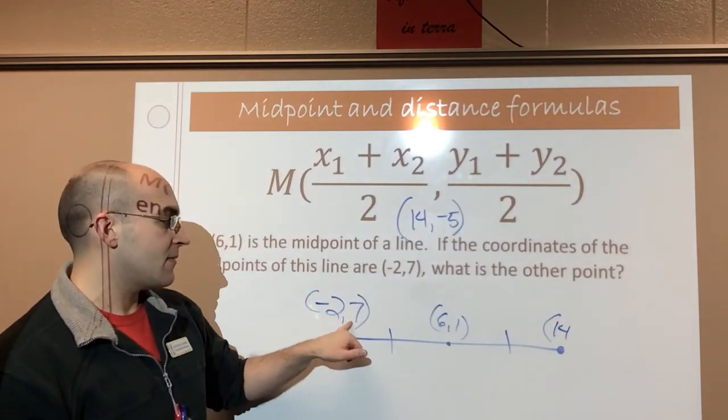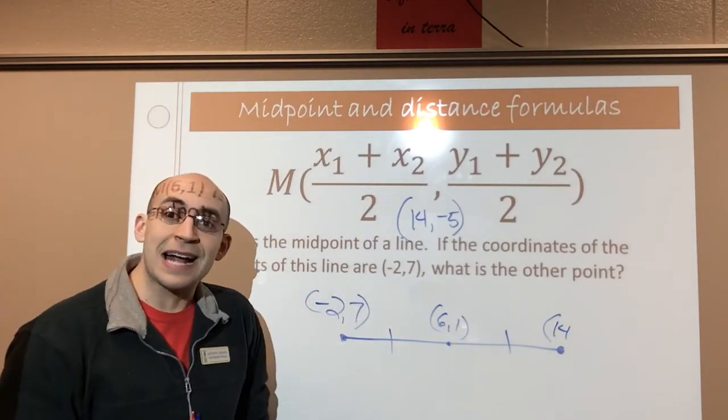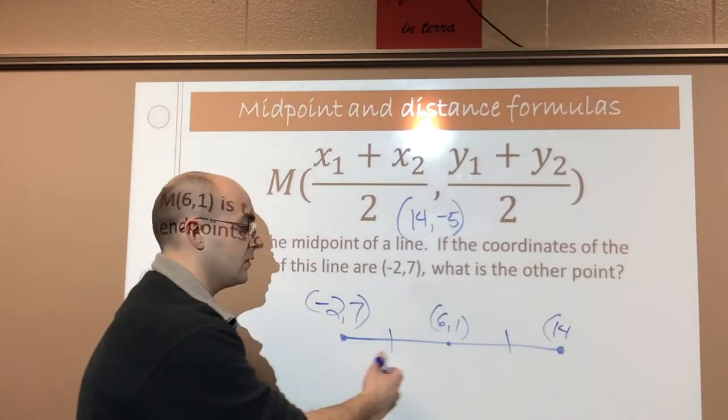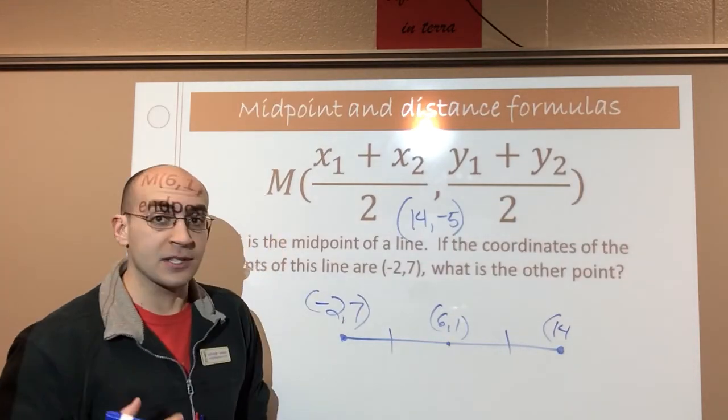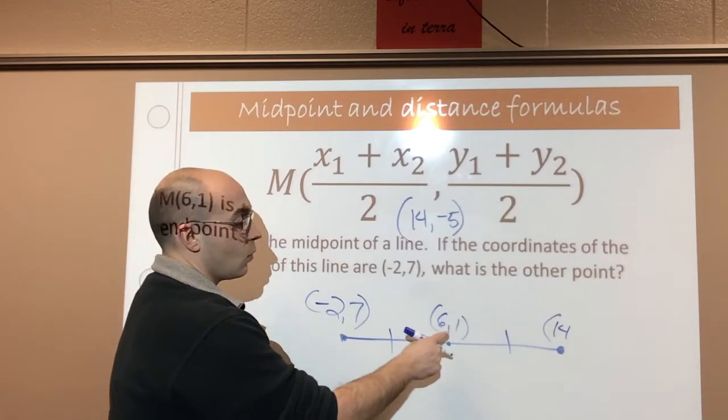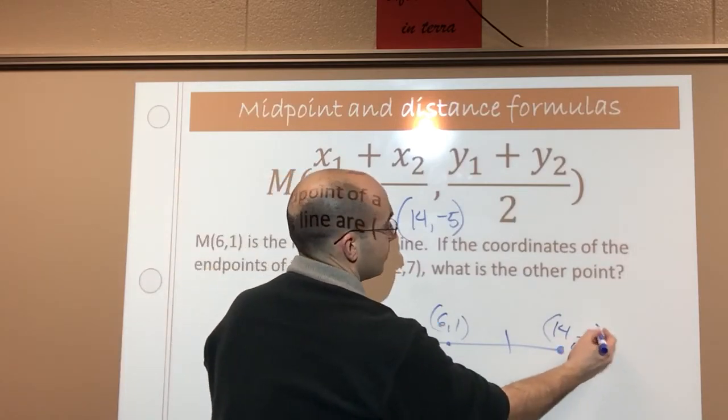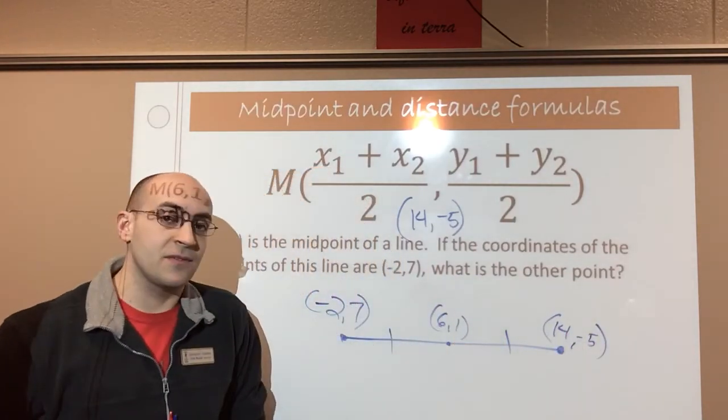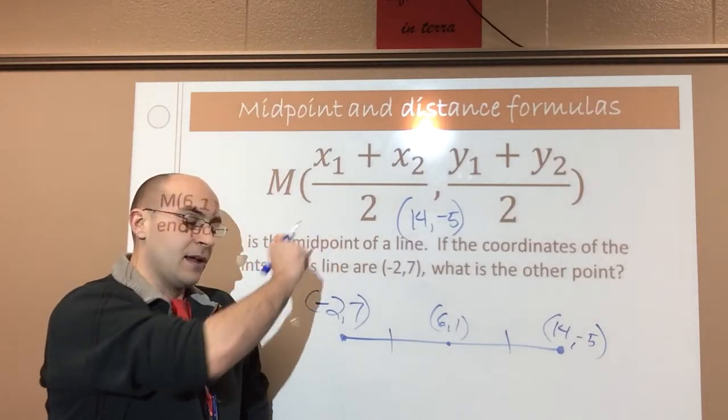Now, to get from 7 to 1, I had to subtract 6. Again, if these two parts of the line are exactly the same, I'm going to subtract 6 again. So 1 minus 6 gives me negative 5. This way is just as effective as this way.